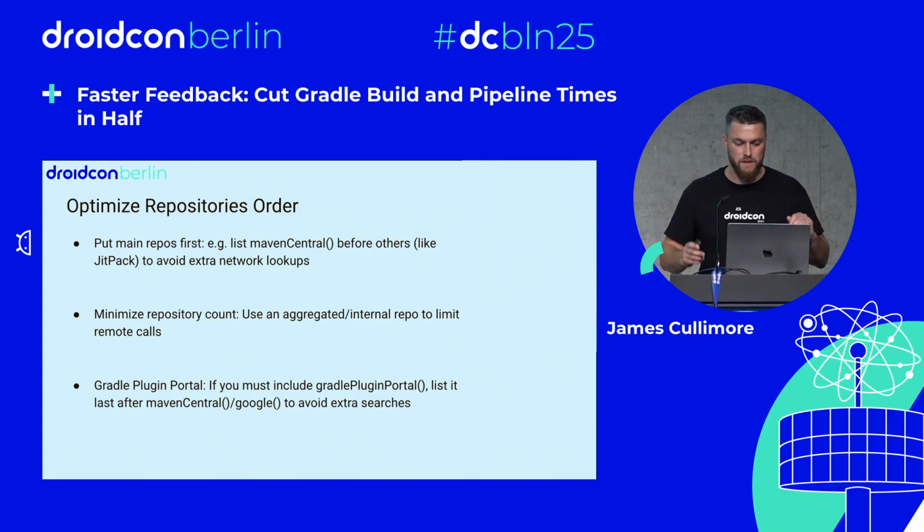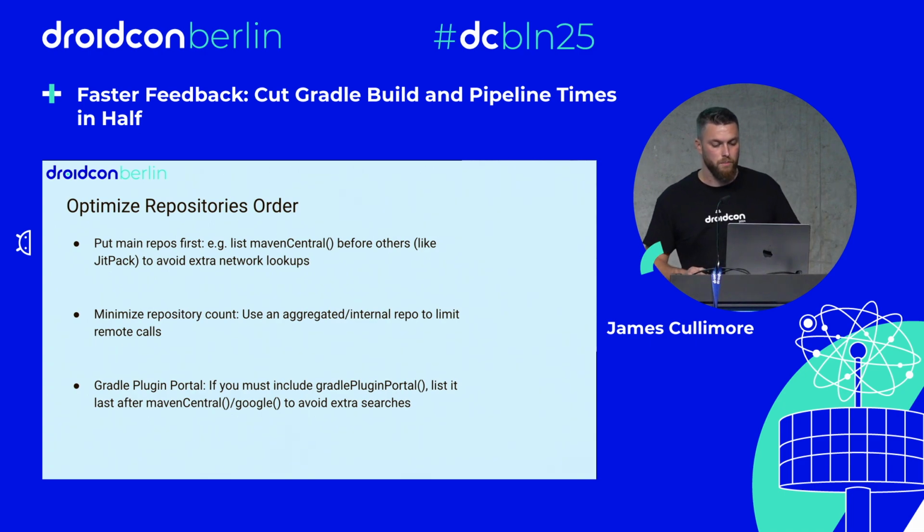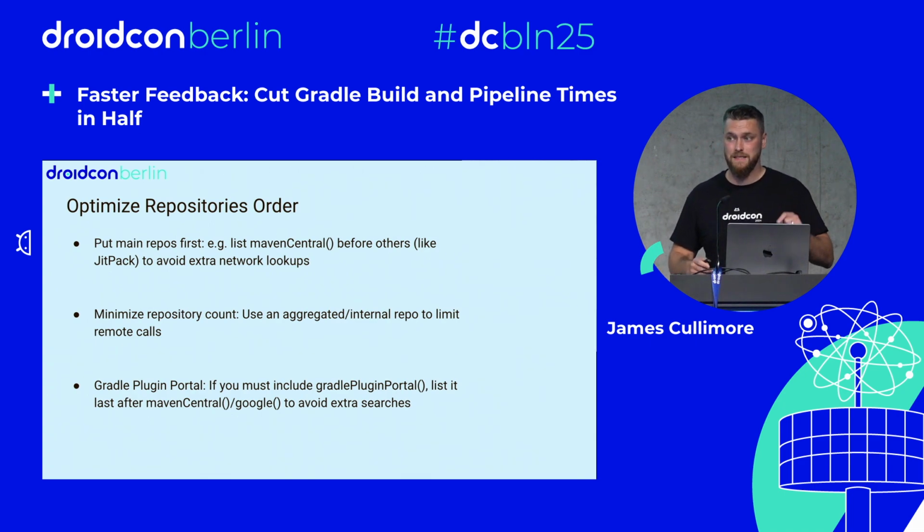This is one of those tweaks that feels trivial, but on larger projects or on CI, it adds up quickly, especially when combined with parallel downloads and caching. If your CI agents are on a network with higher latency, every unnecessary lookup multiplies the slowdown. This is free performance.